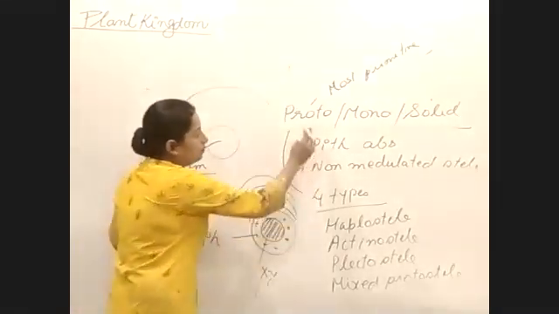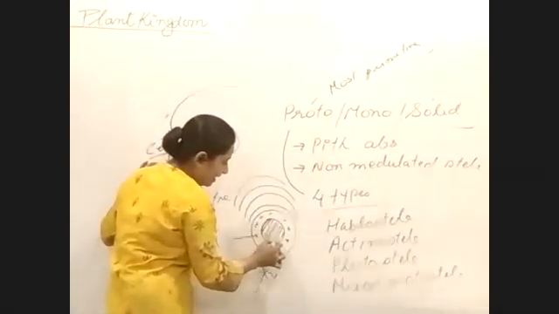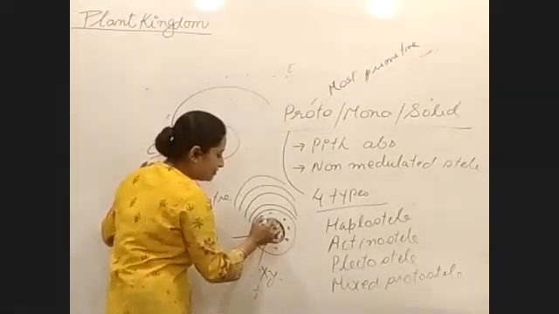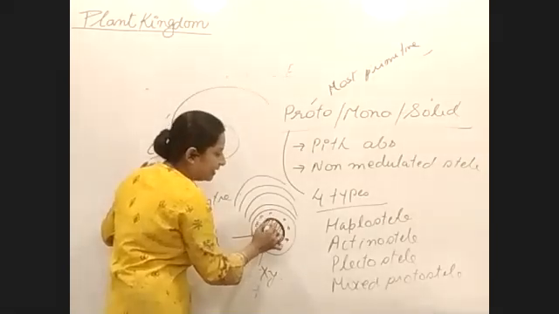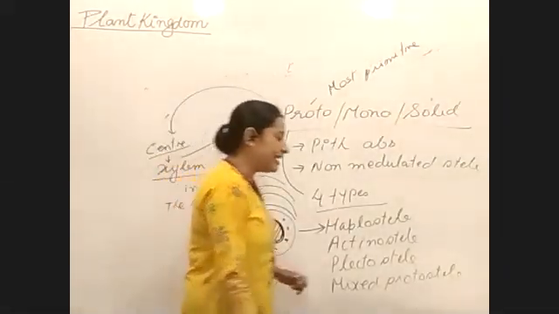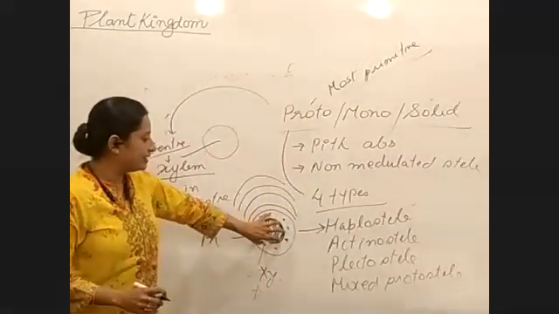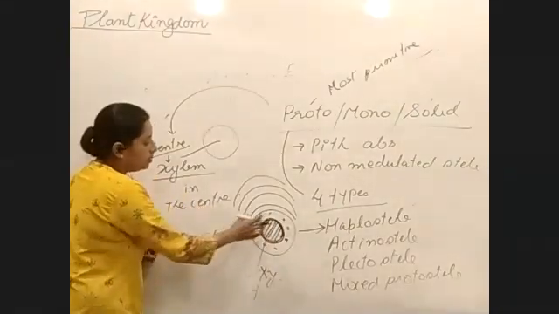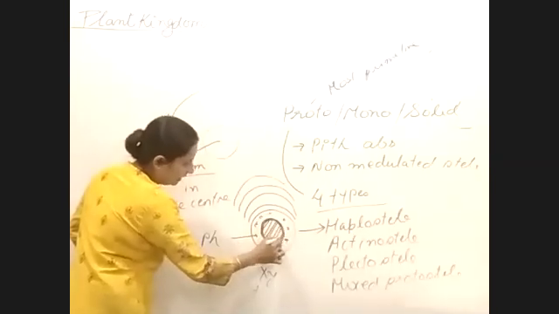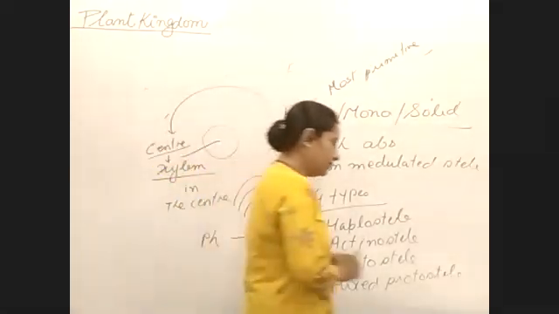Now, in case of protostele, if the xylem is a solid central mass and is almost spherical, then that stele is called as haplostele. What is written? Central xylem is cylindrical but it appears round. So if the xylem in the middle is completely round type, then what will we call it? Haplostele. Clear?